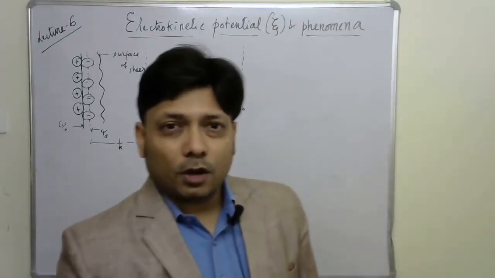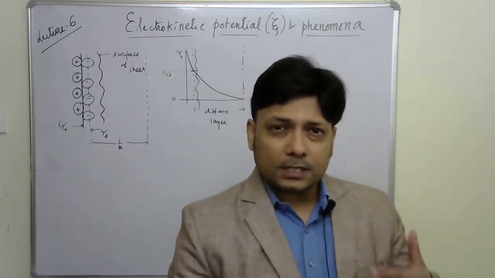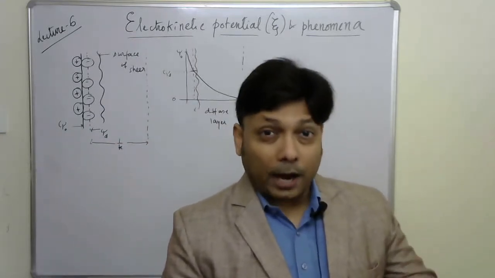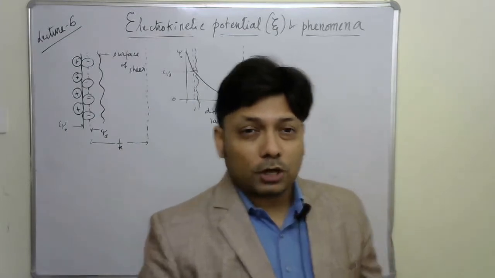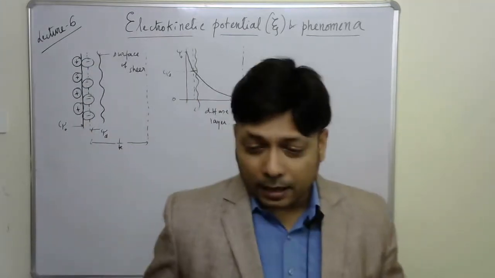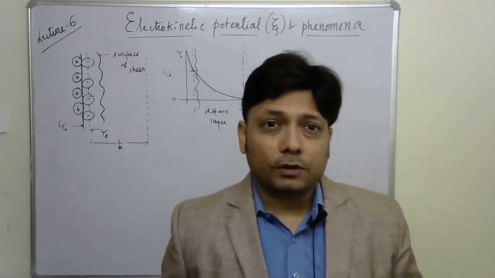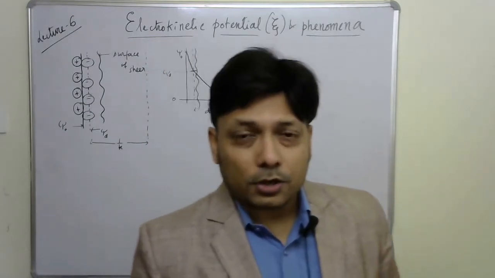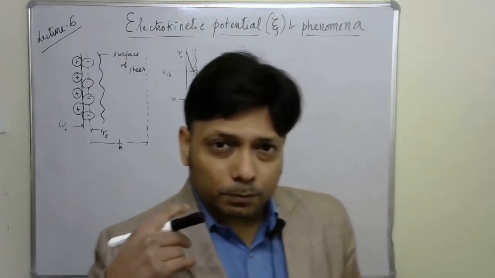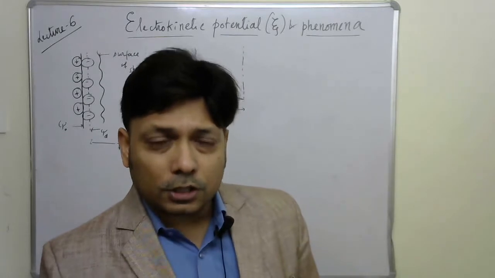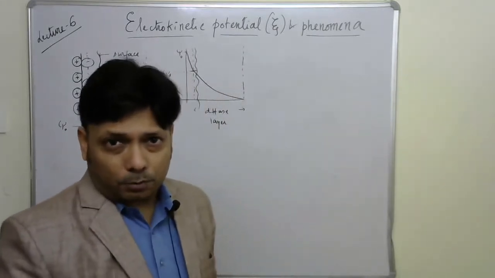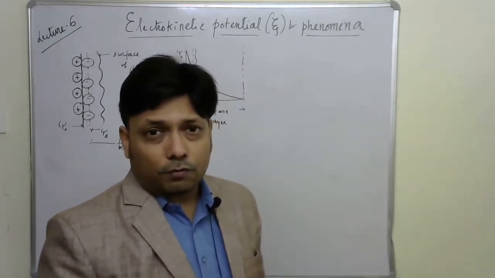So today we are going to talk about a few aspects or characteristics of electrokinetic potential, which is zeta potential, and different types of electrokinetic phenomena. We will start with the very first essential type of electrokinetic phenomenon, which is electrophoresis.